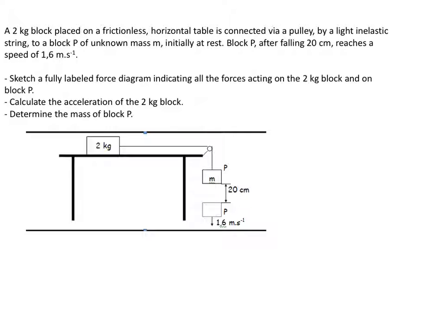We've got this block. It's placed on, and I'm told it's 2 kilograms, it's placed on a frictionless horizontal table and is connected via a pulley by a light inelastic string to a block P of unknown mass, initially at rest. Block P, after falling 20 centimeters, reaches a speed of 1,6 meters per second. Sketch a fully labeled force diagram indicating all the forces acting on the 2 kilogram block and block P. So the 2 kilogram block has no friction. There's only one force. It's the tension in the rope. That's it.